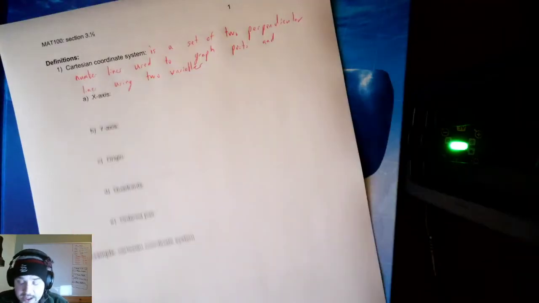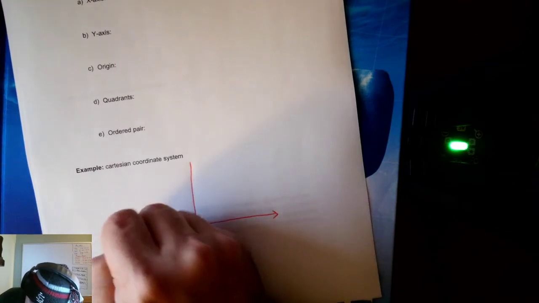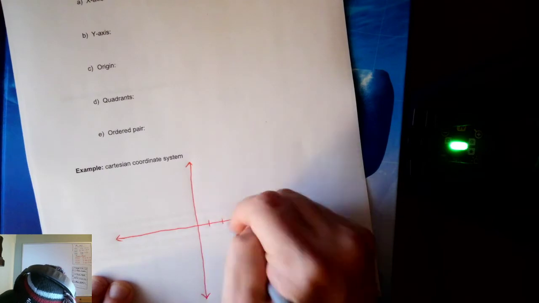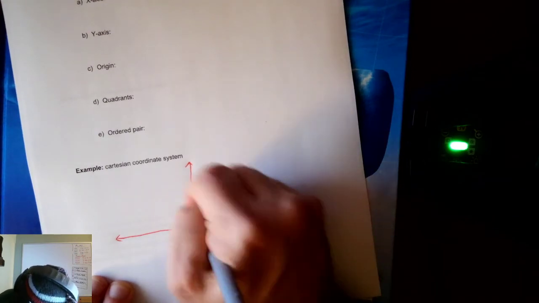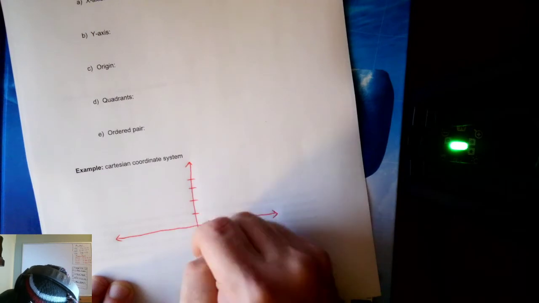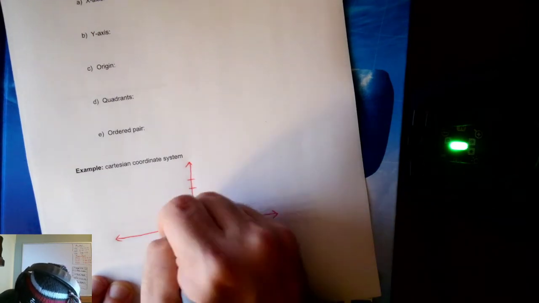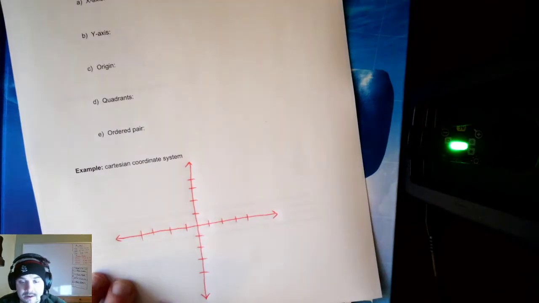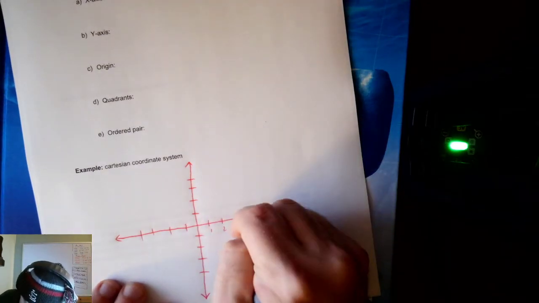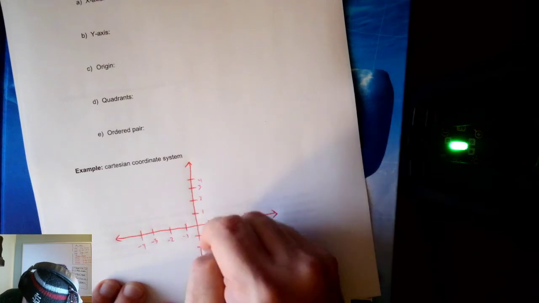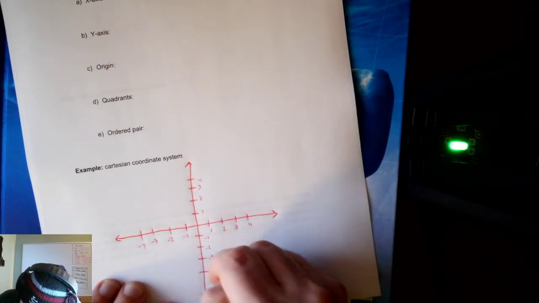So let's draw a Cartesian coordinate system down here. We'll draw two number lines that are perpendicular to each other. We'll put our arrows on the ends. And then we can label them 1, 2, 3, 4 in each positive direction, and -1, -2, -3, -4 in each negative direction.